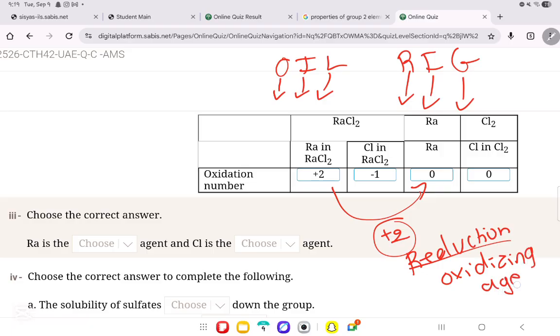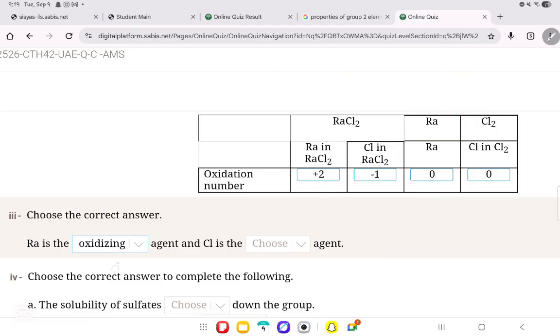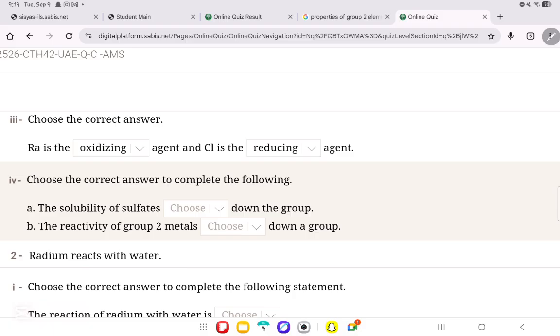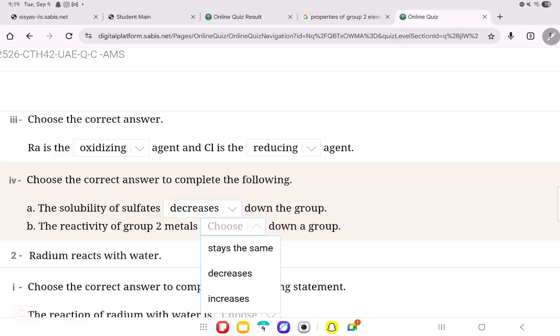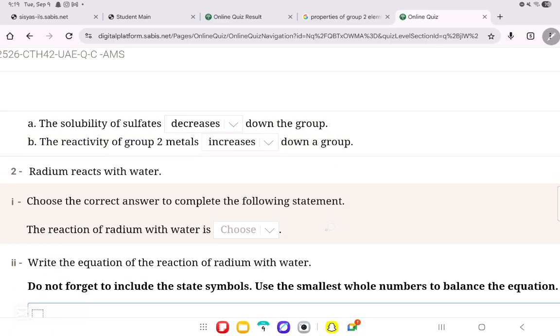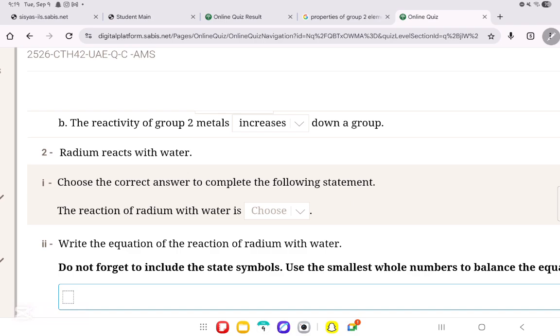Now it's the opposite for Cl. Cl lost an electron. That means it was oxidized, and because it's oxidized, that means it's the reducing agent. Now, solubility of sulfates. As you go down the group, solubility of sulfates decreases, whereas if you go down the group, reactivity of group 2 metals increases. Now, the reaction of radium with water is vigorous.